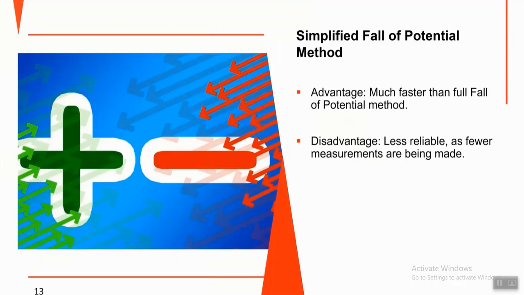The advantage of the simplified fall of potential is that it is much faster, because we just take 3 measurements compared to the full fall of potential. There we need to take maybe more than 3, depending on how long the system is where we put the current probe. But the disadvantage is that it is less reliable, because it depends on the customer and how much percentage standard they put.